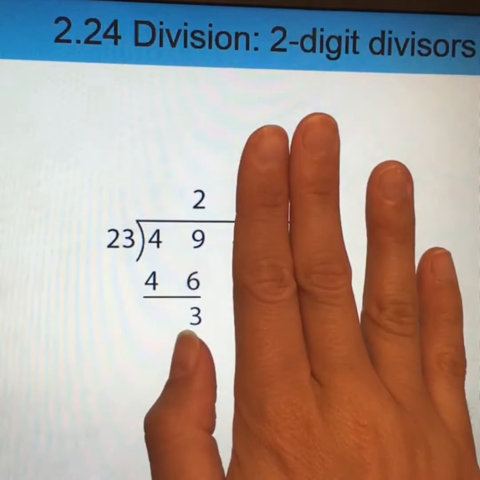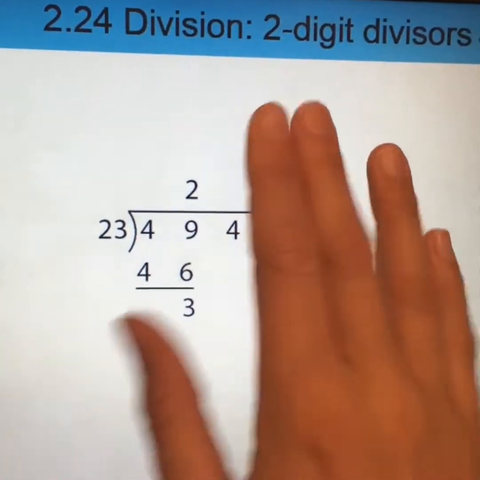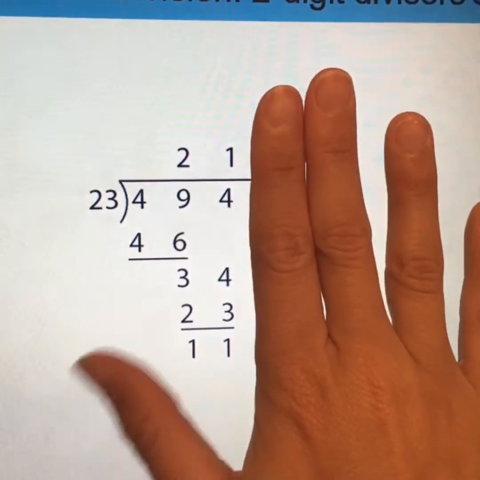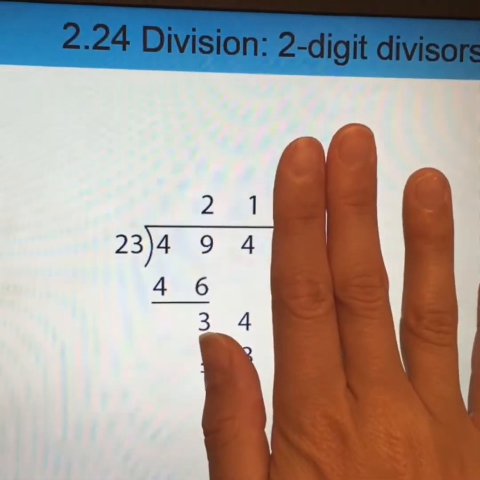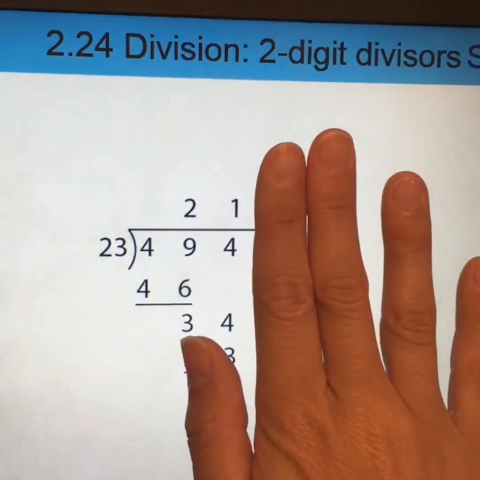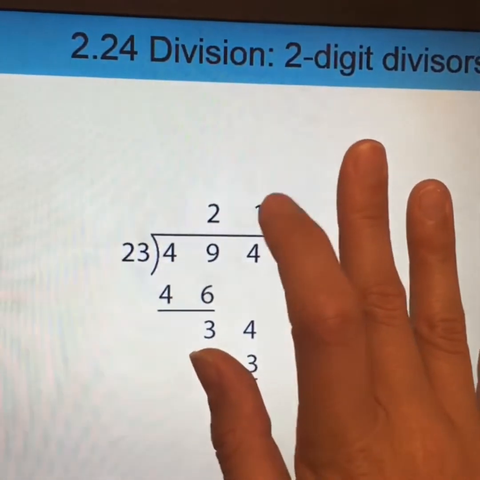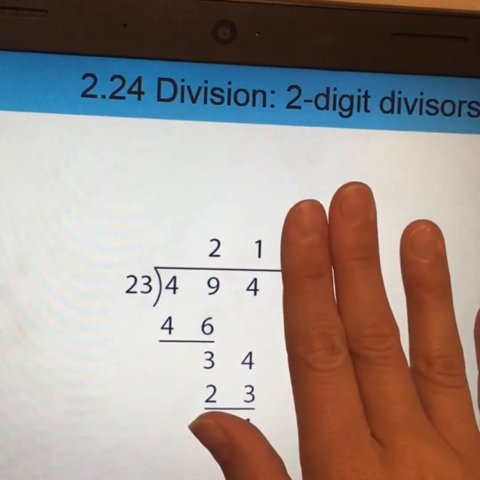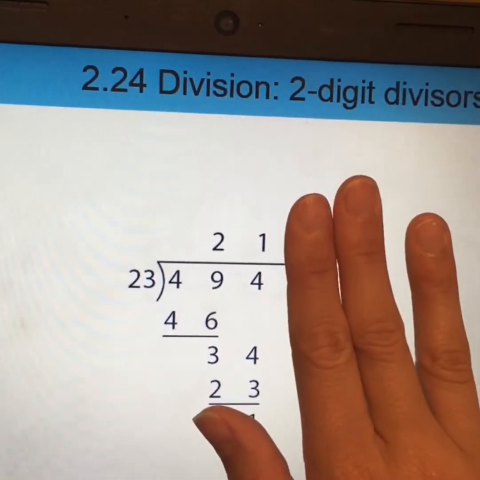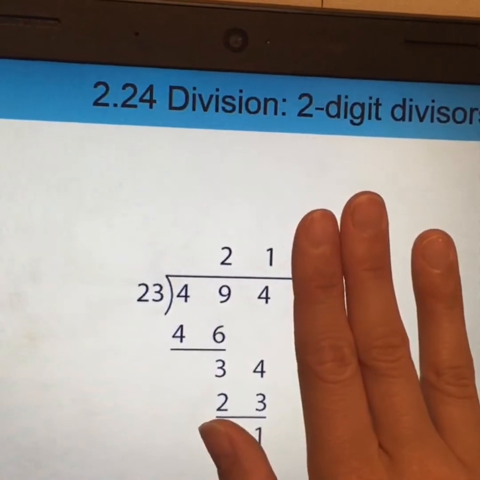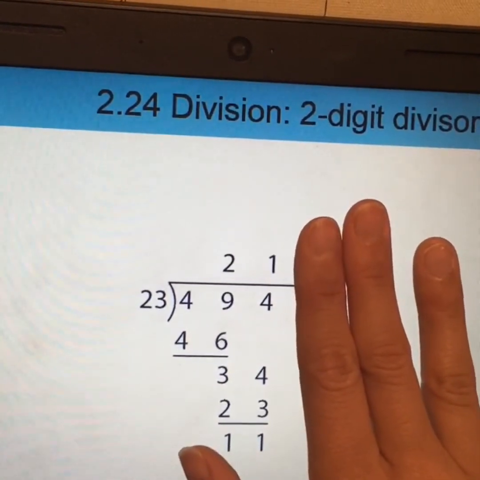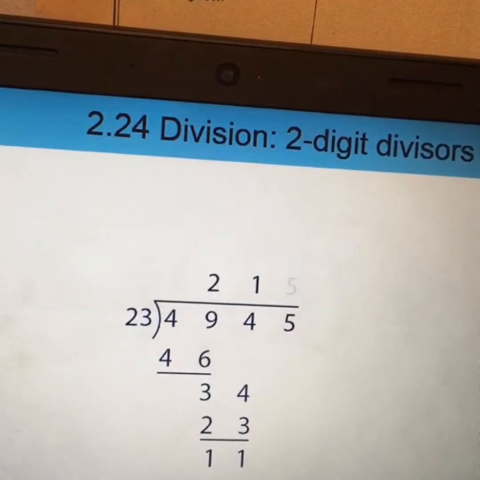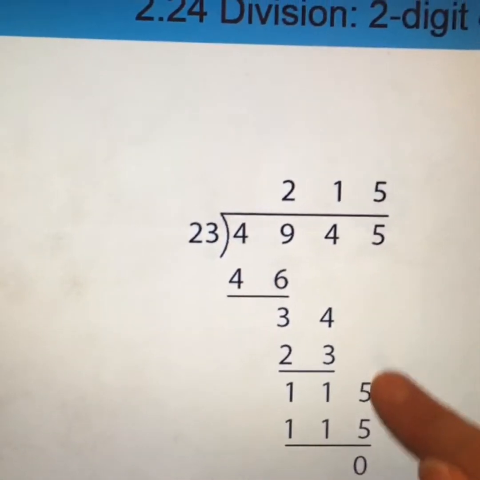Oh, I said tens, I meant hundreds. 3 hundreds left. Now I'm going to pull this tens down. There it is, look. So now I've got 34 divided by 23. Can I do 34 divided by 23? Yes, it goes in 1 time. There's the 1 up there, which would be 23. Now I need to find the difference, what's left over, so I can rename it. So 4 take away 3 is 1, 3 take away 2 is 1. So I'm renaming 11 tens. So now I need to pull the 5 down.